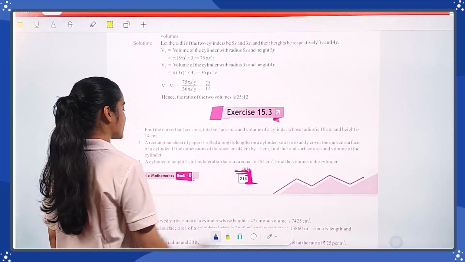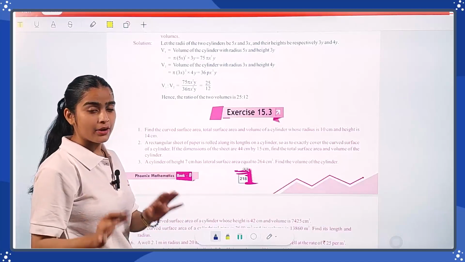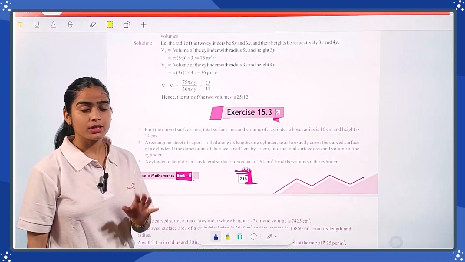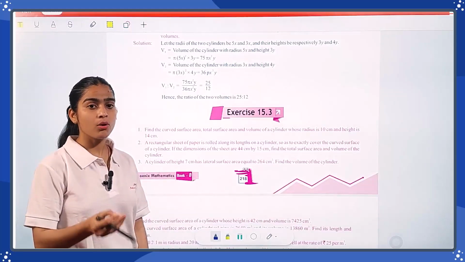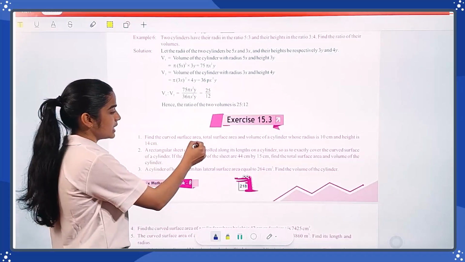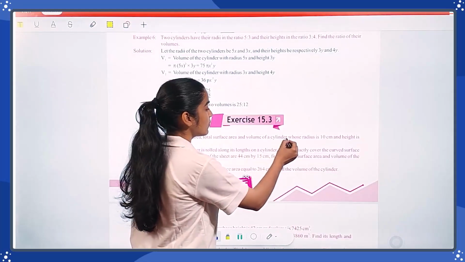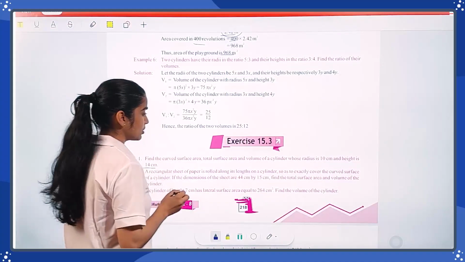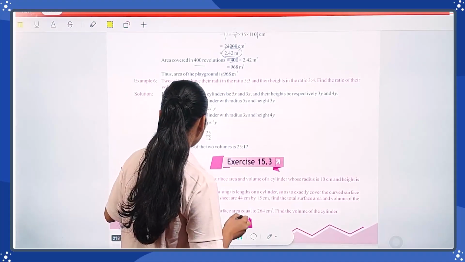Now we have our exercise 15.3, and I hope you are excited to solve this exercise and you have cleared your doubts with the examples and learned all the concepts in the previous section. Find the curved surface area, total surface area and volume of a cylinder whose radius is 10 centimeter and height is 14 centimeter. So what is the formula of curved surface area?